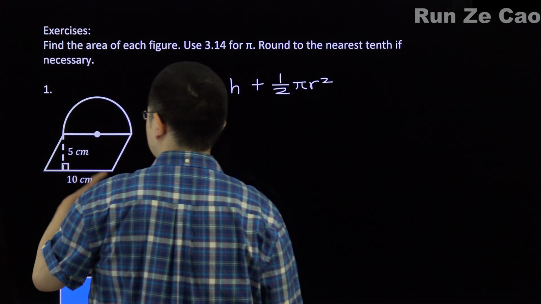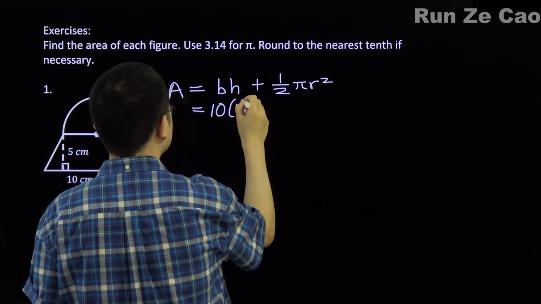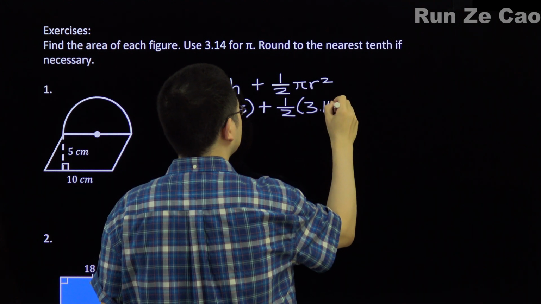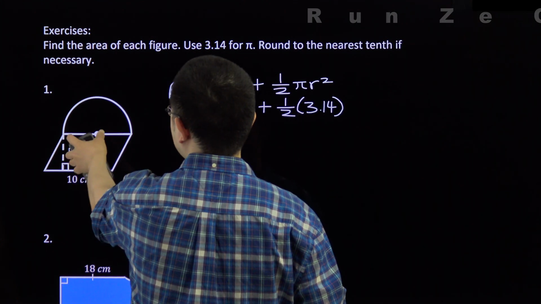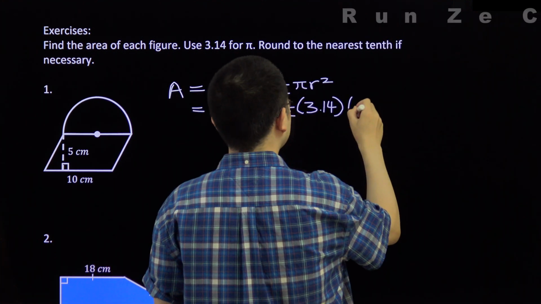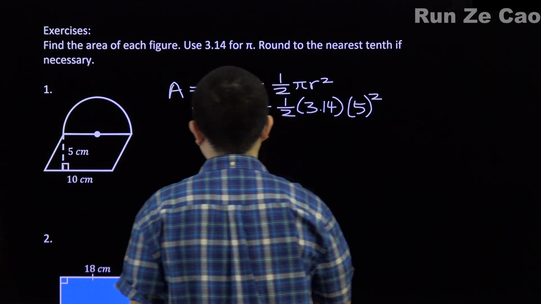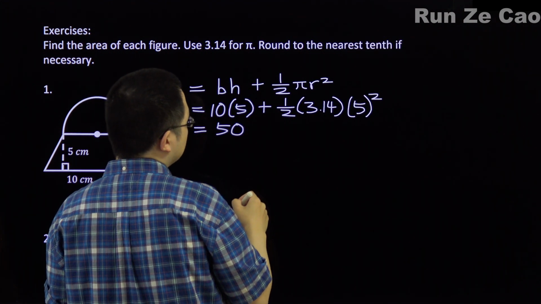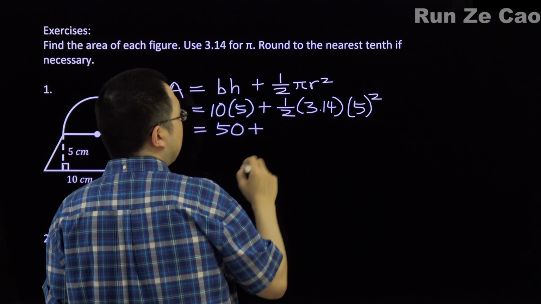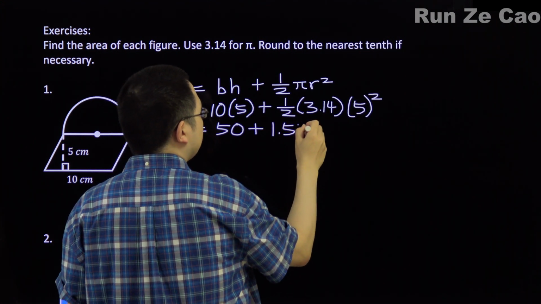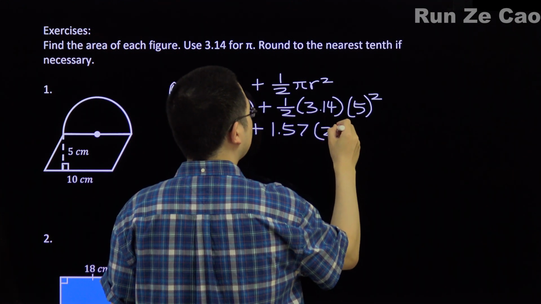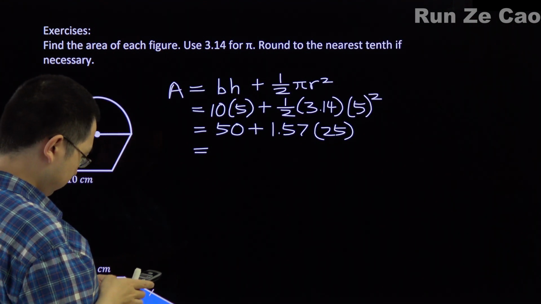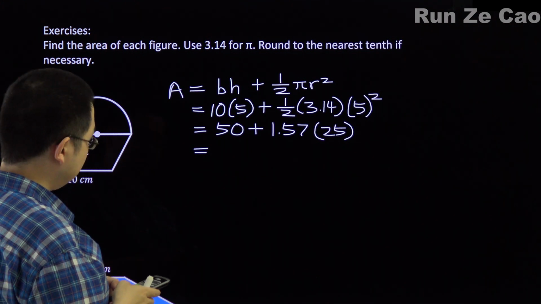Base times height, base is 10 centimeters, height is 5, and then 1/2 pi is 3.14, and r squared, the radius here is half of 10 centimeters, so 5 squared, which is equal to 50 plus 1/2 times 3.14 is 1.57, and that's multiplied by 25. So 25 by 1.57 plus 50.